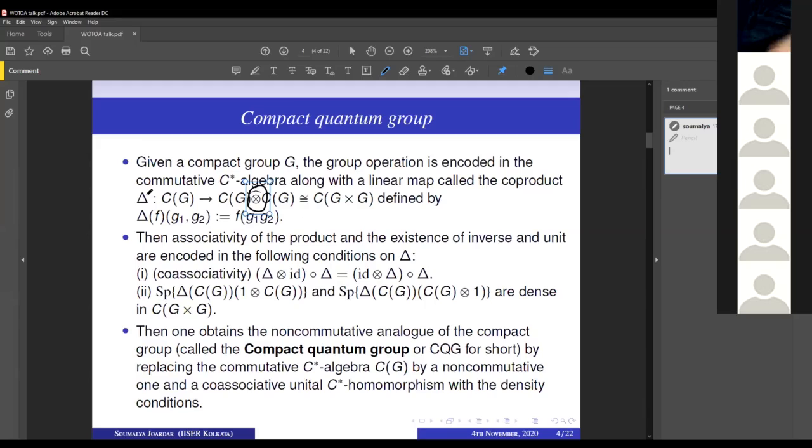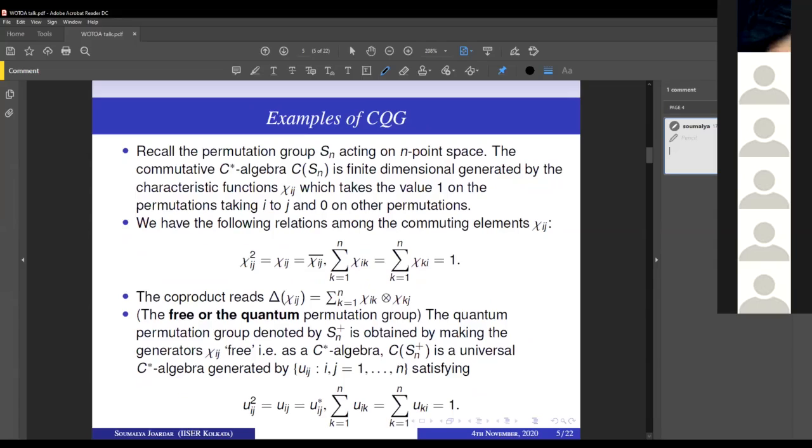Okay, fine. So what are some examples of such compact quantum groups which are not, of course, groups? We know that given a group, we can make its C*-algebra a compact quantum group by defining the coproduct using the product rule of the group. Now, what are some genuine examples where the C*-algebra is non-commutative?